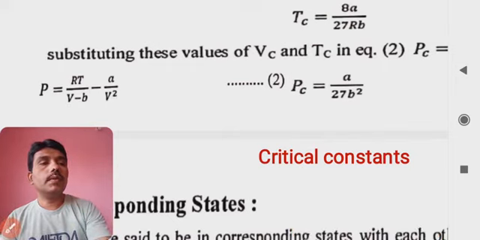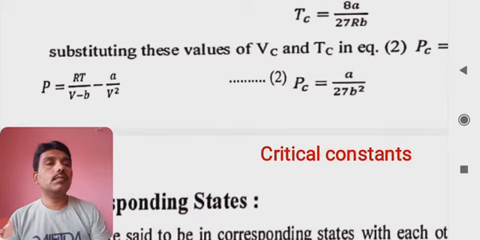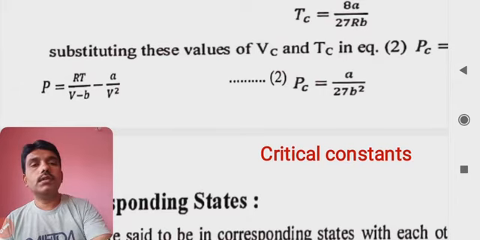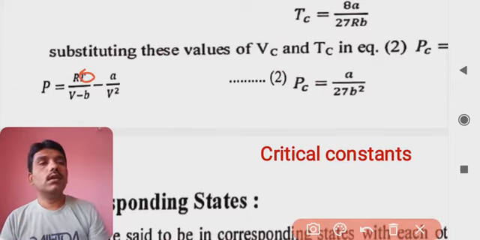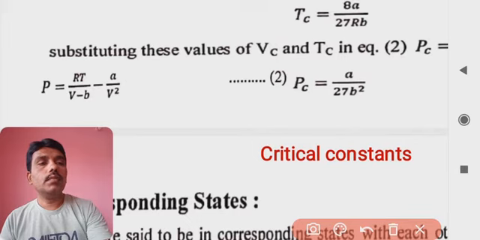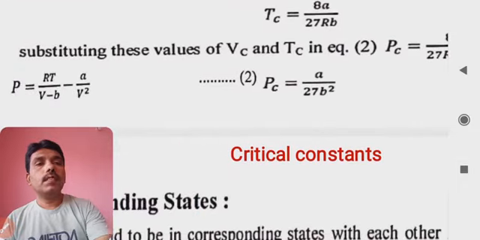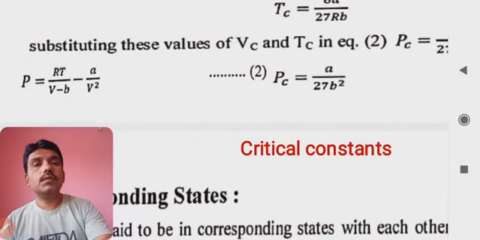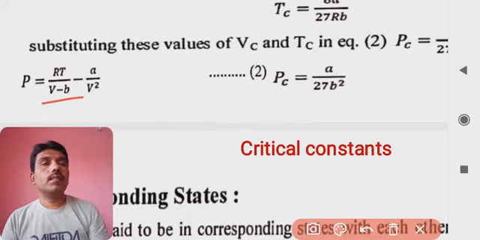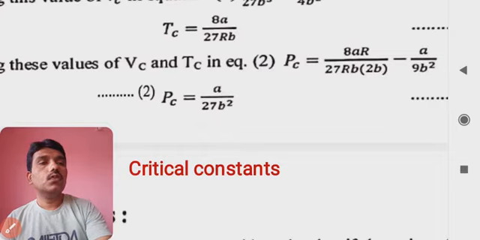So this equation is to be there, and we put in these values of TC. Now what is the value of TC? 8A divided by 27RB. So in place of TC, if we put 8A by 27RB here, then it will be 8AR divided by 27RB in bracket V minus B. But V means VC, and the value of VC is 3B. 3B minus B is 2B, so the remaining value will be 2B. So we have the relation that 2B is to be there.